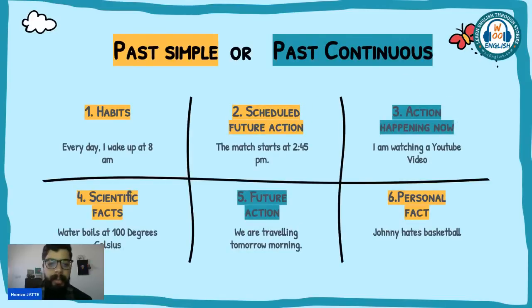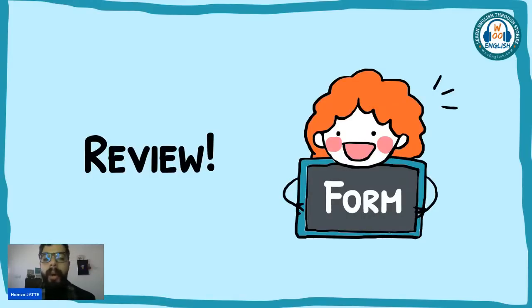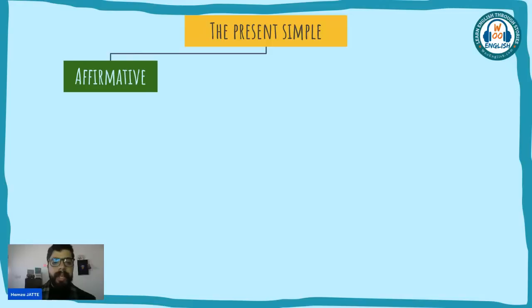So let me go back. We said we use the present simple for habits, for scheduled actions, and for general facts and personal facts. For the present continuous, we use it for something that is happening right now, and for general future actions. Okay, now we will review the form. How do we conjugate verbs in the present simple and the present continuous? So let's start with the present simple. Do you guys remember the rule of the present simple?